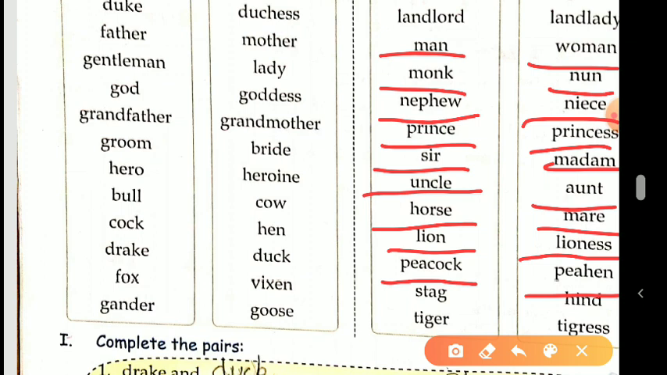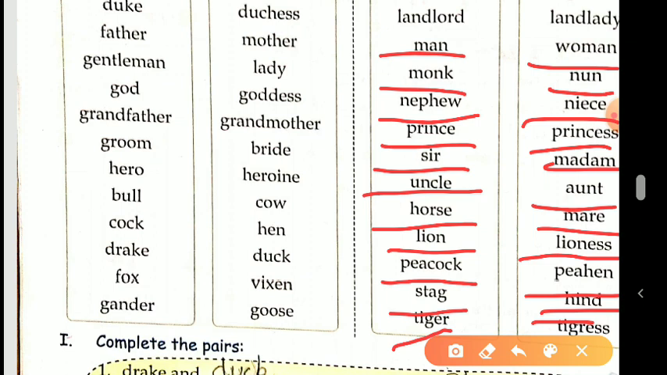Stag. Stag is the male deer, and the female deer is also called hind. Fine. And stag has got those big antlers on his head. Then comes the tiger, and the feminine gender of tiger is tigress.